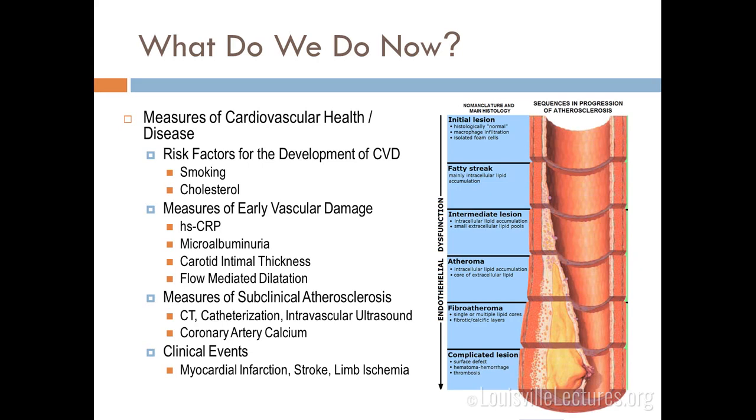First the risk factors. The risk factors put you at greater risk for having early vascular damage. If you're a smoker, you're likely to have a higher CRP. If you have high cholesterol, you're more likely to have microalbuminuria. And if you have these markers of vascular damage, you're more likely to develop subclinical atherosclerosis as measured by a carotid ultrasound or by a coronary artery calcium scan.